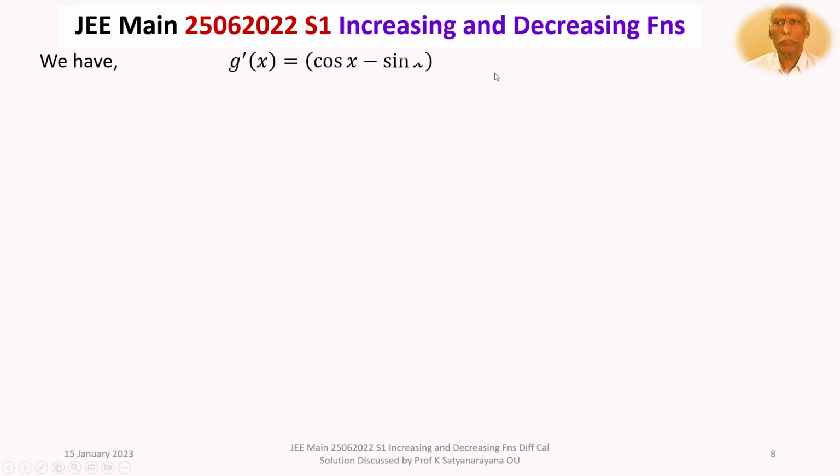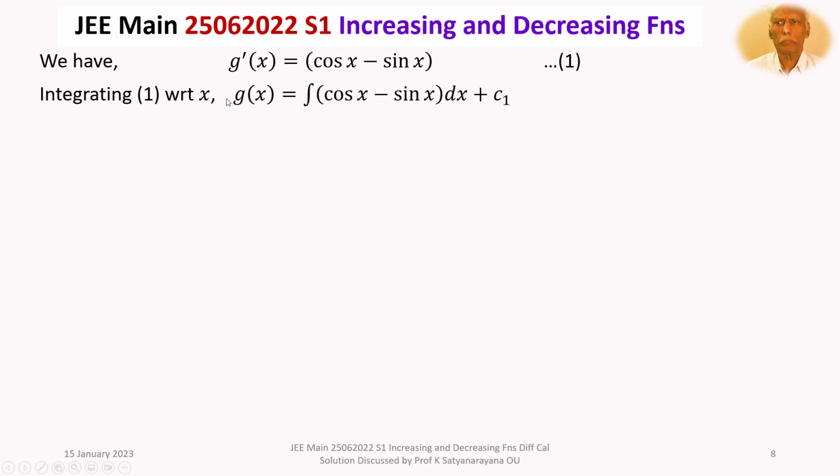So we have equation 1. Now integrating with respect to x, the integral of g prime x is g x, which is equal to the integral of cos x minus sin x with respect to x plus c1, where c1 is the constant of integration. Now what we have, the integral of cos x is sin x, and the integral of minus sin x is cos x.